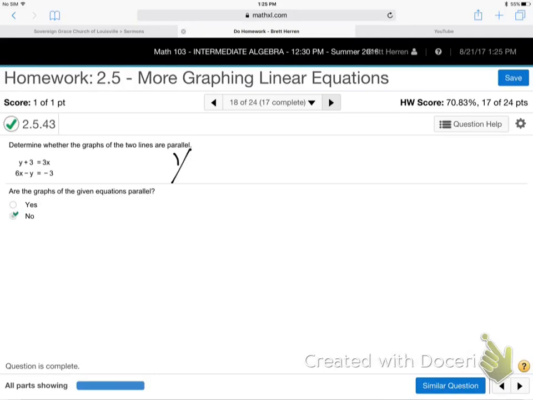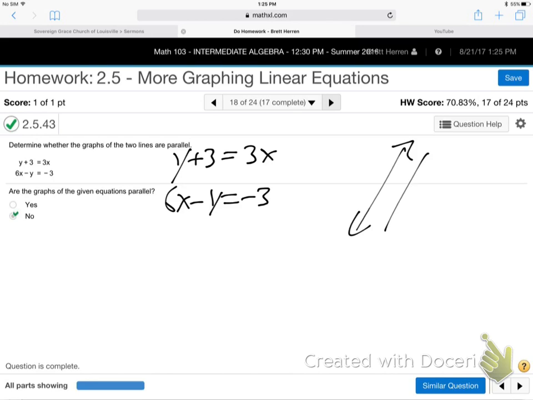Okay, so y plus 3 equals 3x. 6x minus y is negative 3. So what they want me to do here is they want me to decide if the two lines are parallel or not. How do you know if two lines are parallel or not? They're going to never intersect. Yeah, you know what they look like? They look like this, right?